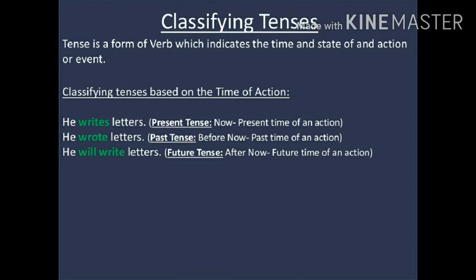Like we see in the example on your screen, there the verb is taking different forms as the time of action is changing. In the first sentence, he writes letters. This is a present tense because the action is happening in present time. Second sentence, he wrote letters. So the verb is taking past tense because the action has been completed or done some time before now.